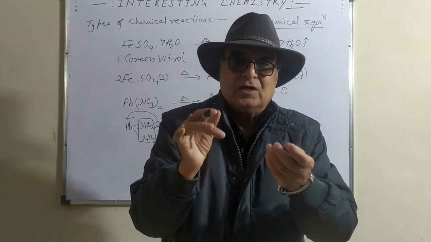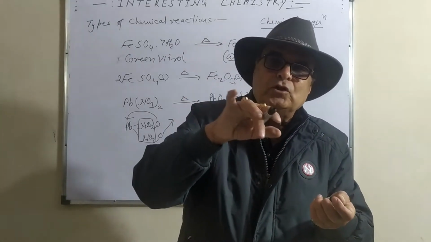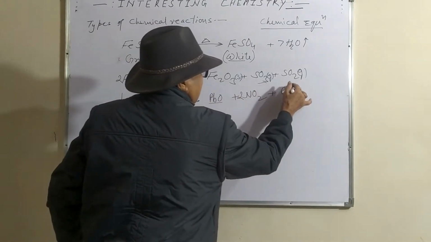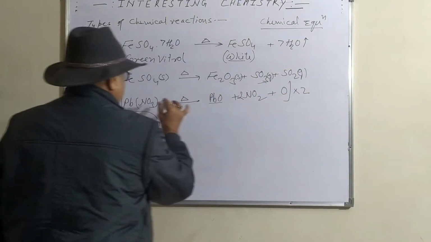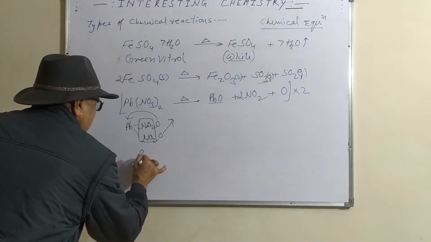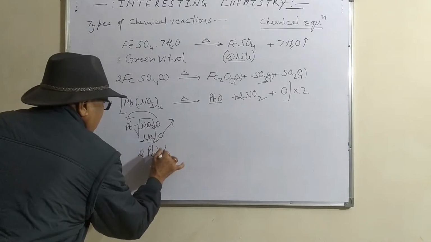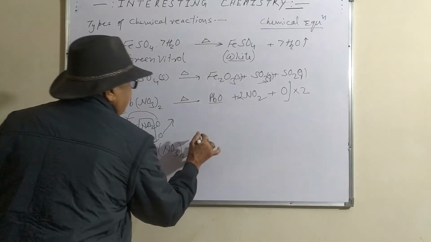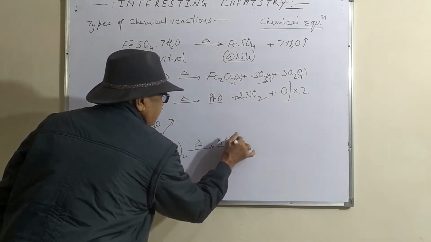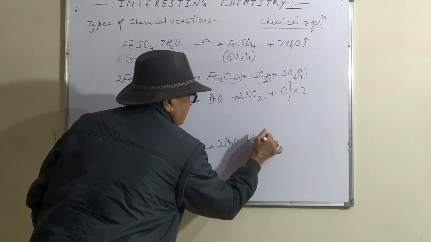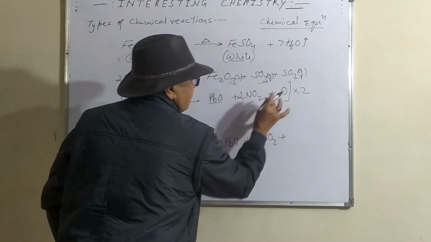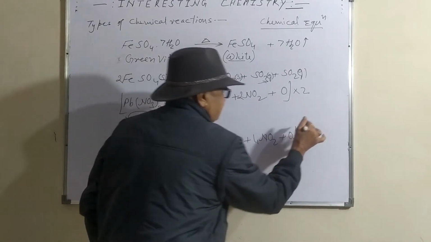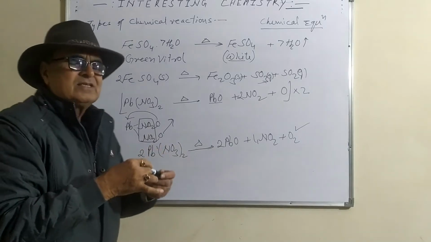Now we will convert this oxygen into a molecular form. So again we will multiply this whole equation by 2, and write the equation like this: 2Pb(NO3)2 gives 2PbO plus 4NO2 plus, when this oxygen is multiplied by 2, 2O means O2. This is the balanced equation. How will you try to balance the equation?